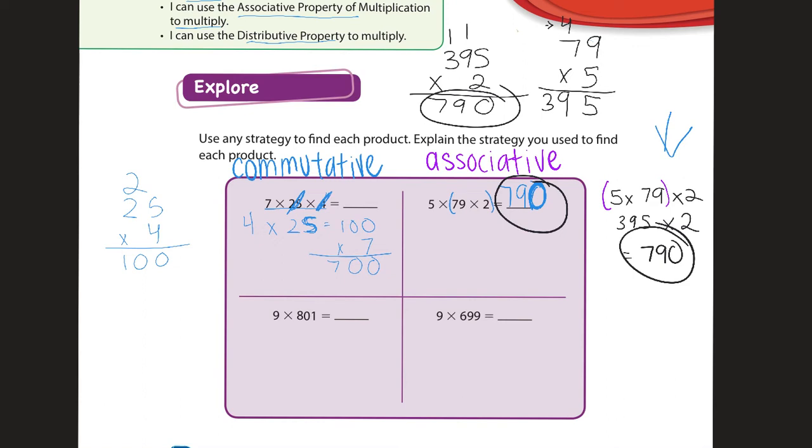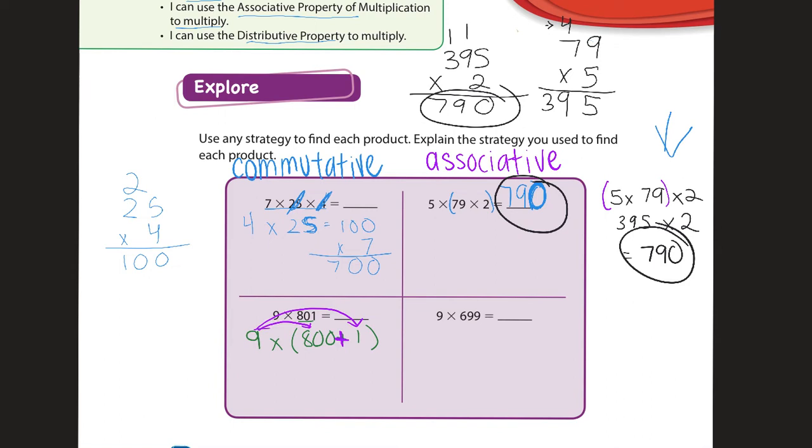So I have 9 times, and instead of writing 801, I'm going to write it in expanded form. 800 plus, I don't have any 10s, so I don't even need to write that, but I do have a 1. So they call it a distributive property because you're going to distribute. You're going to distribute the 9 times the 800, and then you're going to do the 9 times the 1, and you're going to add them together at the end.